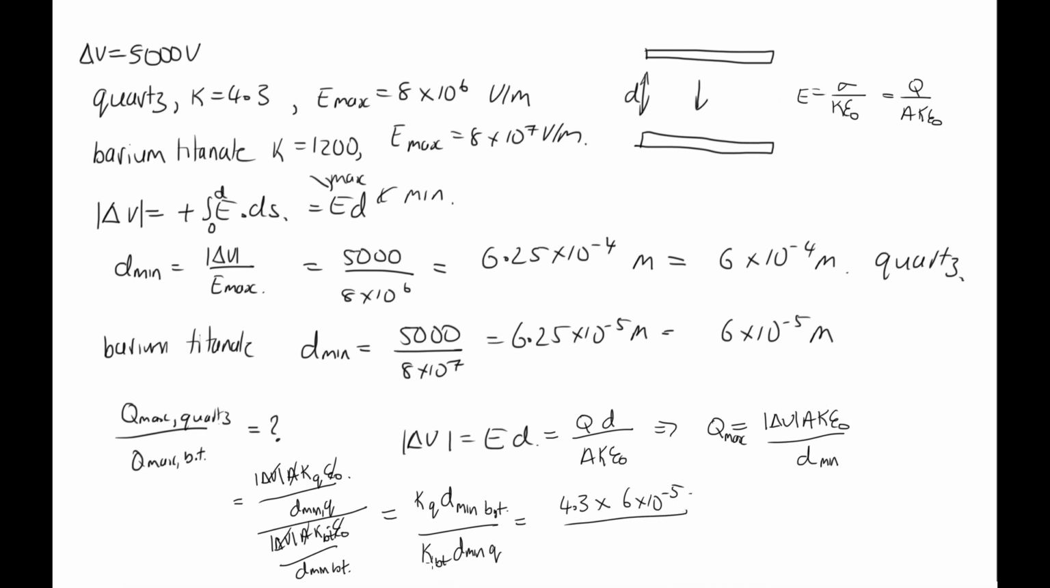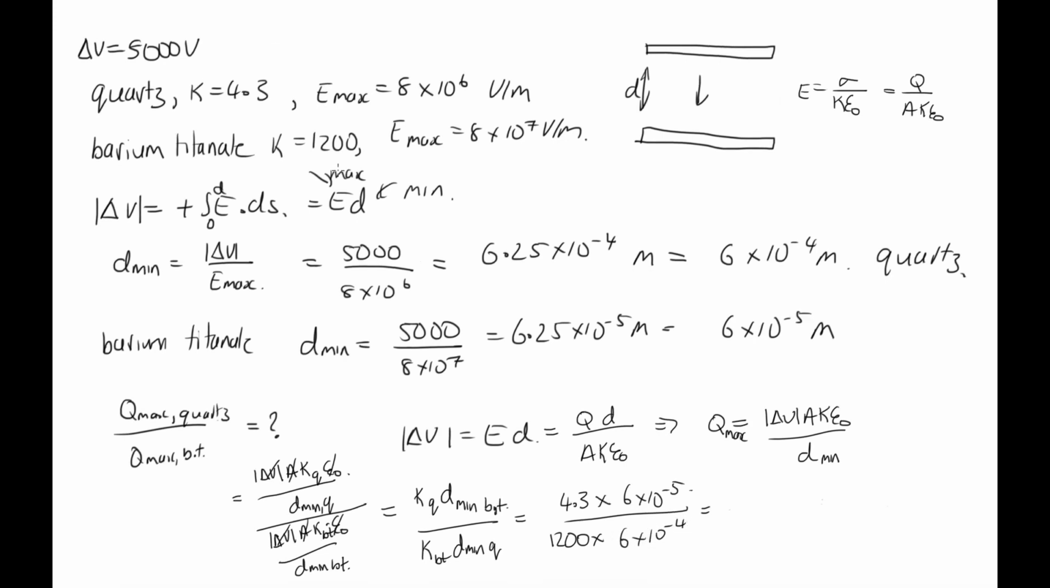And then kappa for the barium titanate was enormous. It was 1,200. And then d min for the quartz was 6 times 10 to the minus 4, which is 3.6 times 10 to the minus 4, which to one significant figure we can write as 4 times 10 to the minus 4.